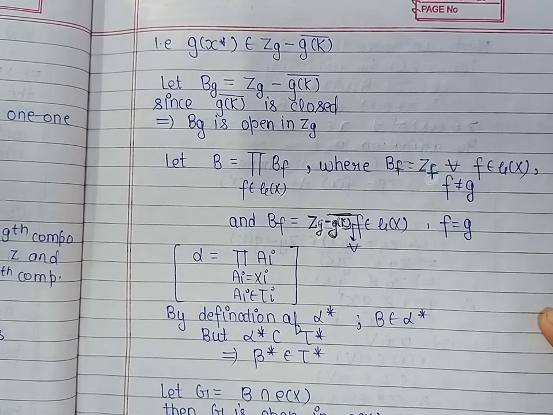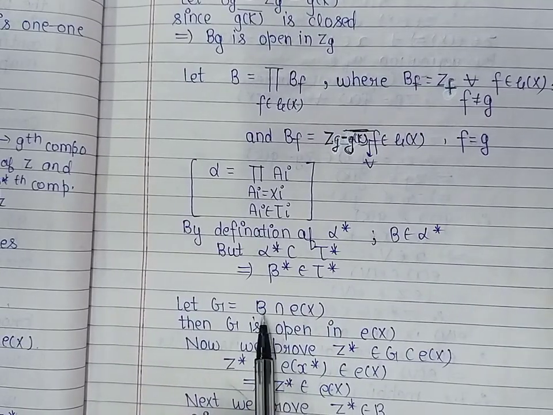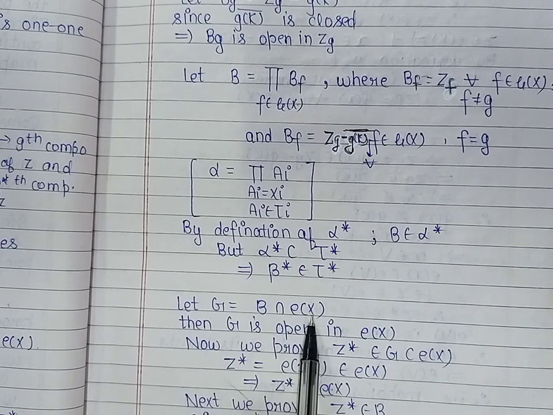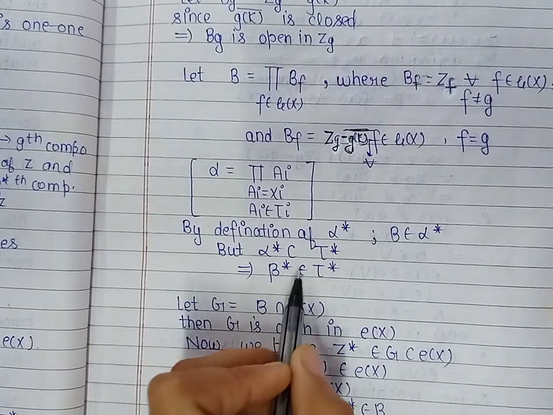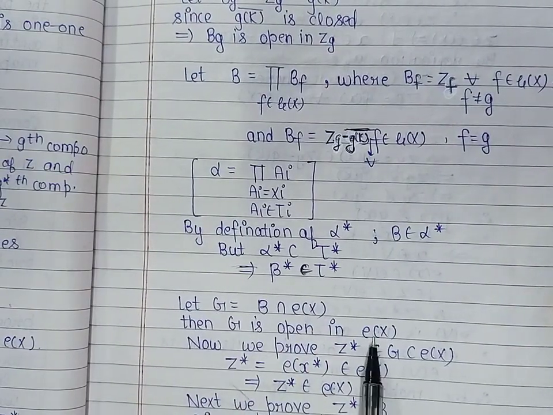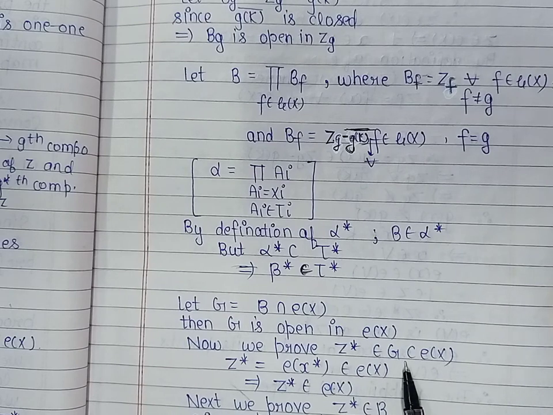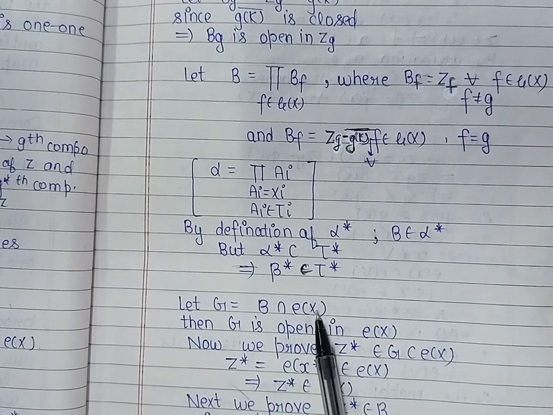So now let us define G by taking the intersection of B with E of X. Now G is open in E of X. Now we claim that Z star belongs to G, which is contained in E of V. So firstly, let us prove Z star belongs to G. In order to prove that Z star belongs to G, we have to prove that Z star belongs to B as well as E of X.